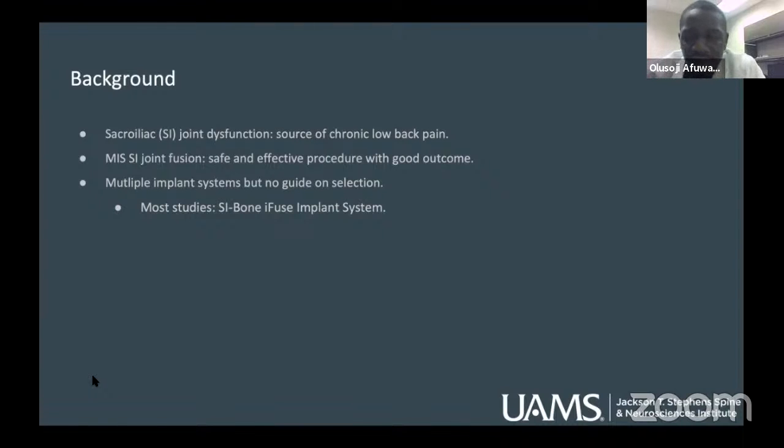Now, with that, there have been a plethora of sacroiliac joint implant systems on the market, and there is no current selection criteria to help guide which patient will benefit from which implant system. Most studies published tend to source one implant system, the SI-BONE iFuse implant, and that's what this study tries to address.